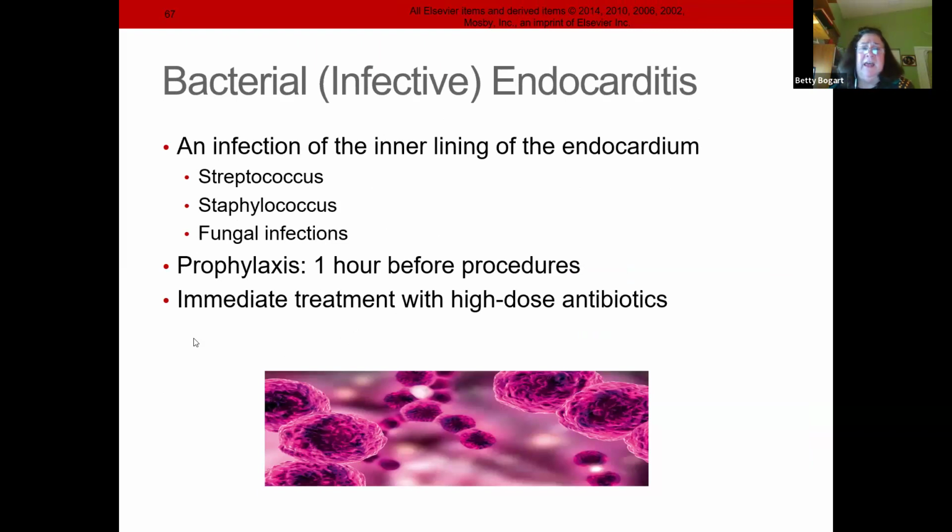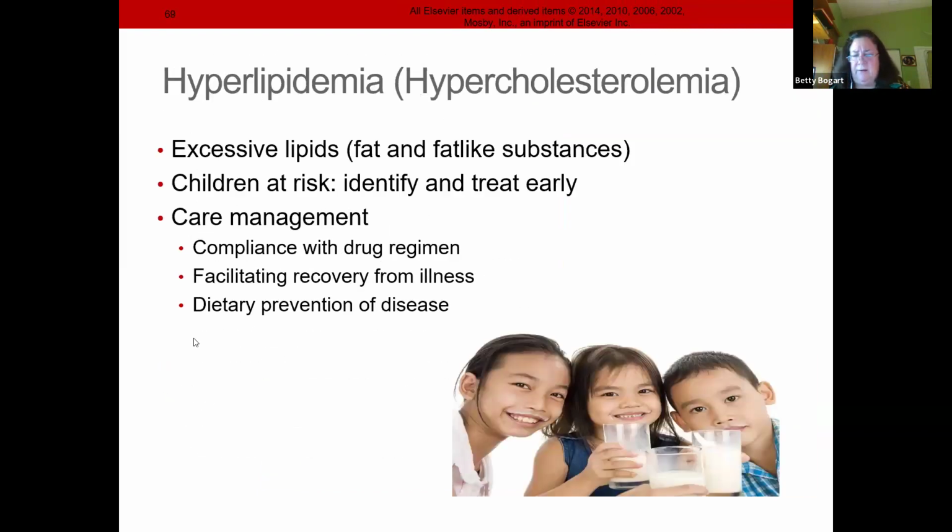Bacterial endocarditis, again, this is an infection. It's a bacteria. They're going to need antibiotics, and this will be the one where you're going to have to give prophylactic antibiotics before procedures, before cardiac caths, dental work, etc.